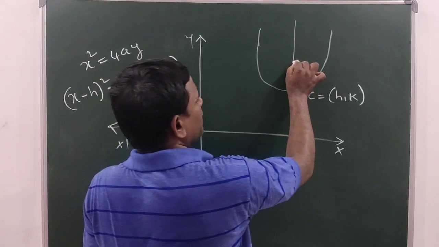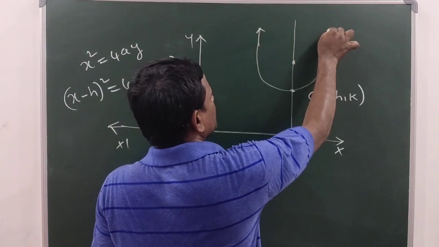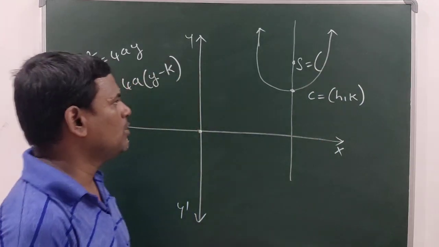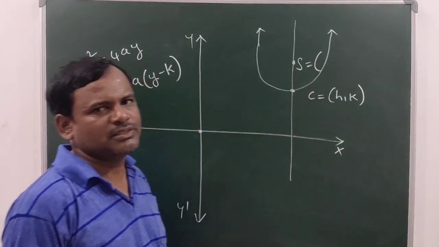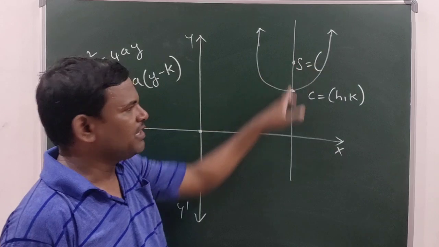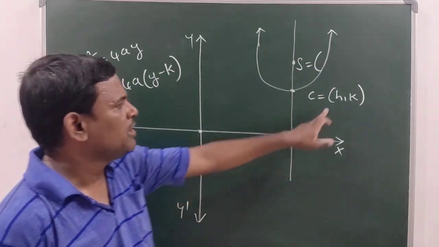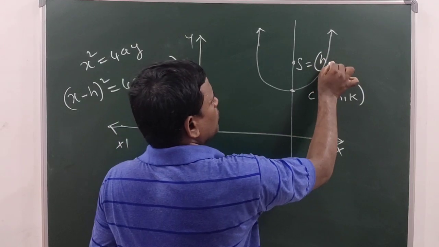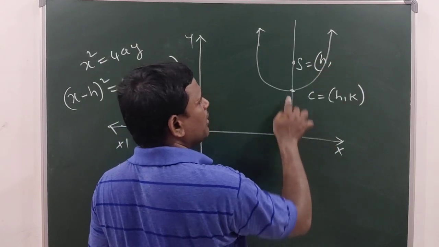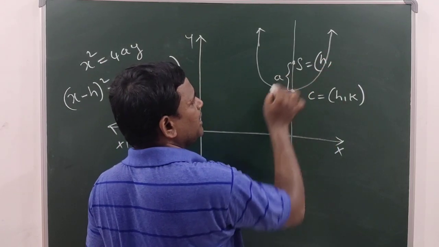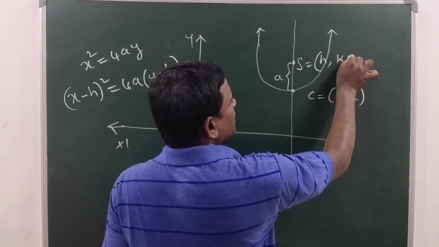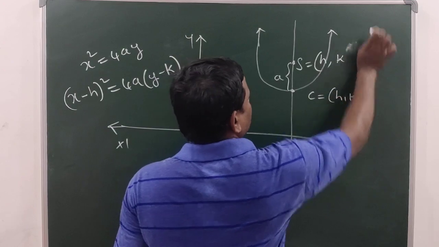Now write the coordinates of this focus. So what do we get as the focus coordinates for this parabola? It is a vertical line on which the x coordinate of every point is the same. Hence here the x coordinate is h, and the y coordinate, from here to here distance a, and from here to here k. So k plus a you will get, k plus a.